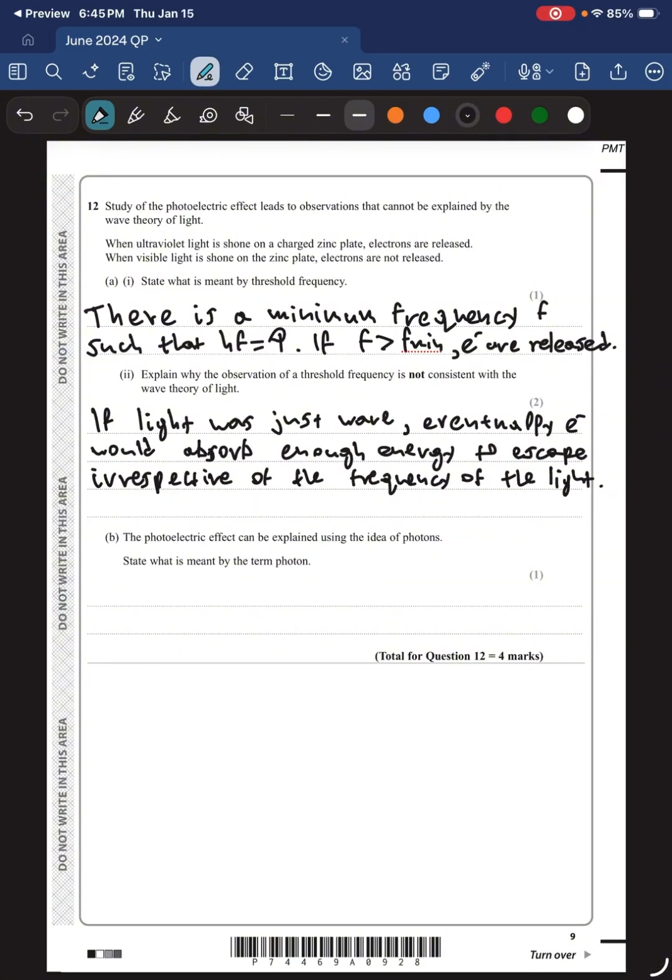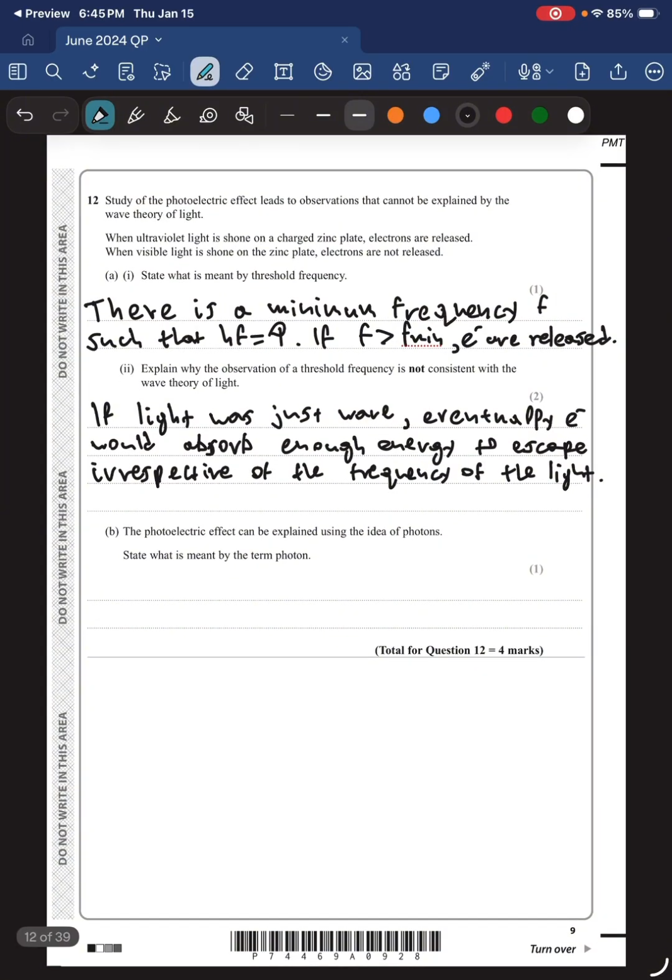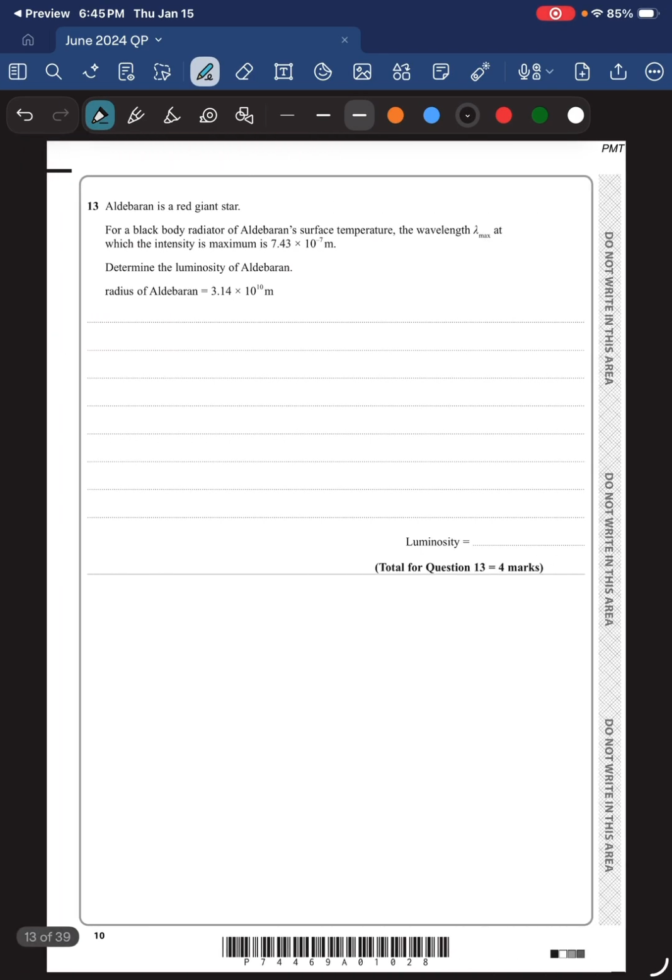Question B. The photoelectric effect can be explained using the idea of photons. State what is meant by the term photon. You can just write it's the quantum of electromagnetic energy. And you can also write H times F. I mean, it's the energy of that photon. Okay.